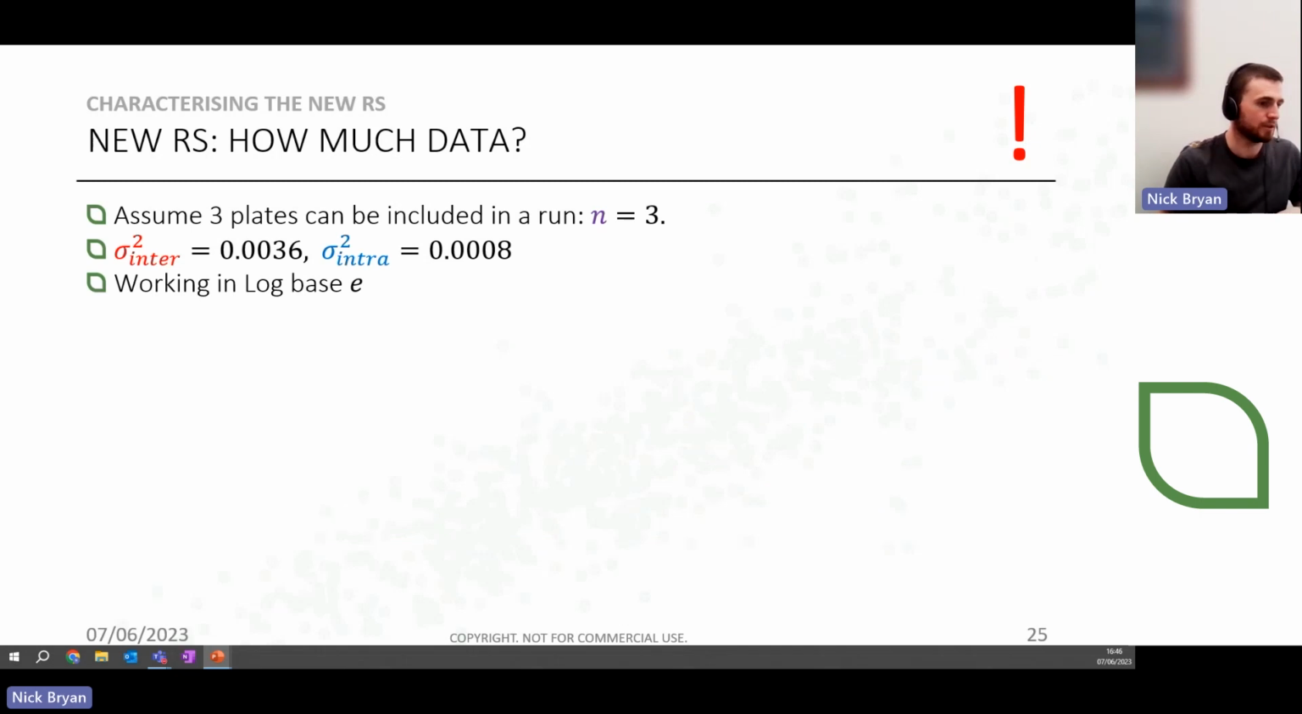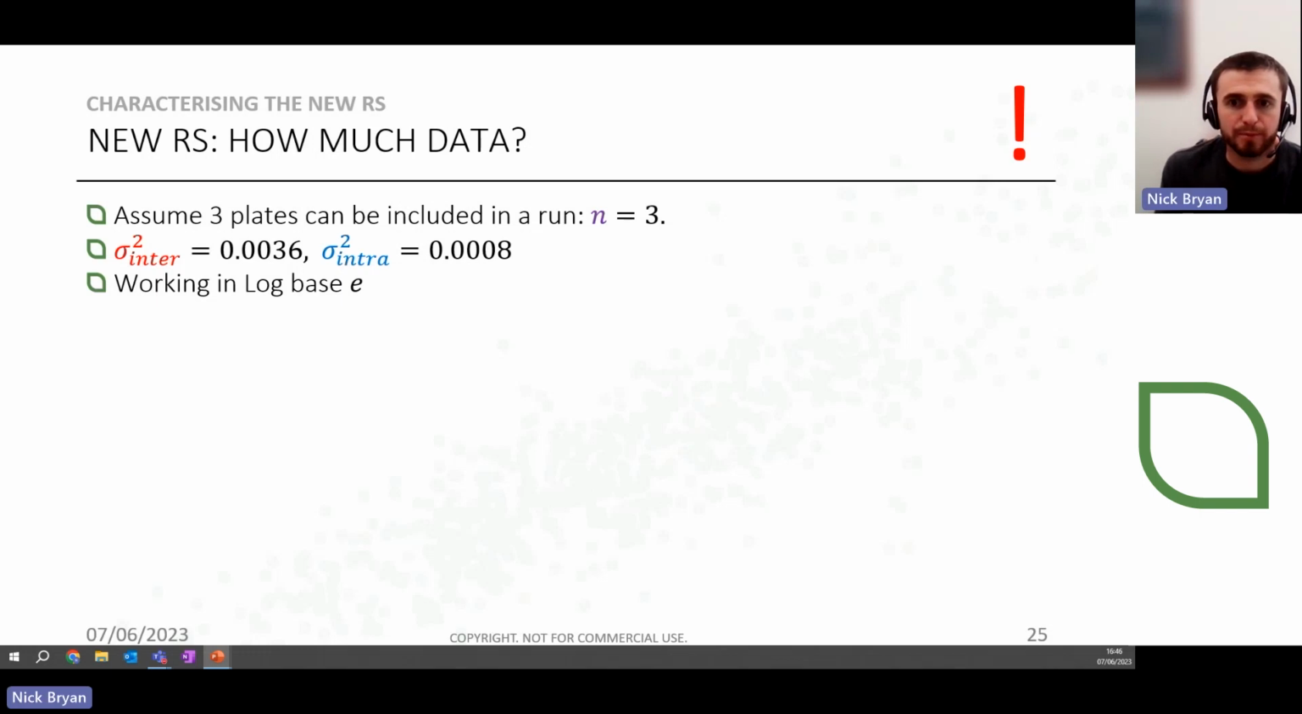So, for example, we will assume that we've made the decision for the design of this new relative potency qualification study that we're going to use 3 plates in a single assay run. This is just so that we can simplify things for this example. We can vary the number of plates as well as the number of runs, but it's simpler if we just keep the number of plates static, and we'll have a look at how the number of runs affects our estimate of precision.